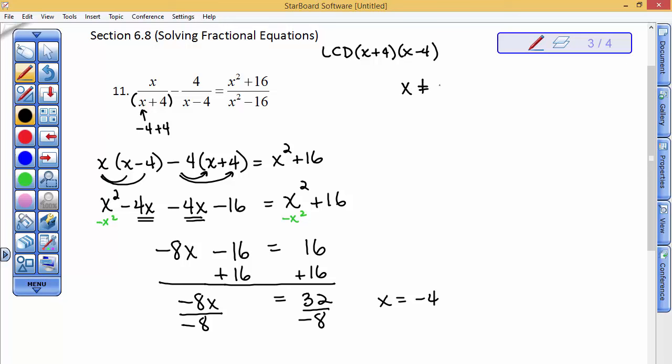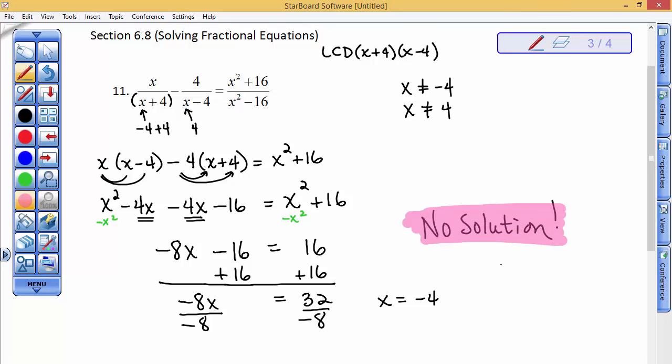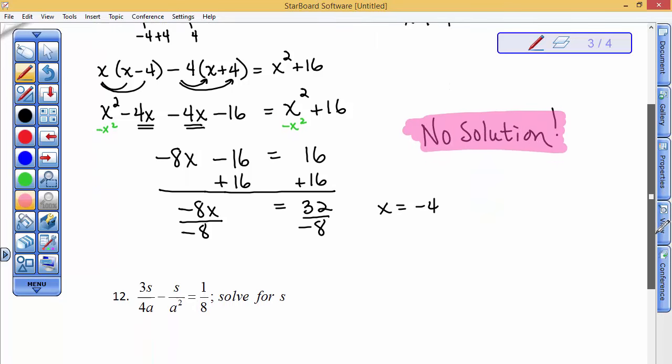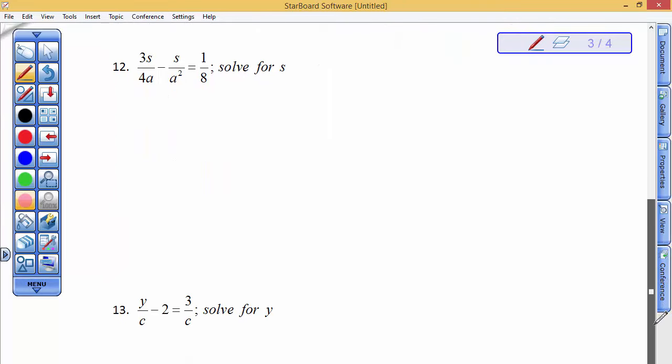So a restriction on the domain of this function is that x cannot equal negative 4, yet we found out x does equal negative 4. So I do have to stop and say that there's no solution to this problem, because negative 4 will not check. I also want you to see that x could not equal positive 4, because 4 minus 4 would give us 0. So one of the other restrictions is that x cannot equal 4 as well. So do watch. Just because you get an answer doesn't mean it's always going to work, in case it's a restriction, in case it causes us to divide by 0.